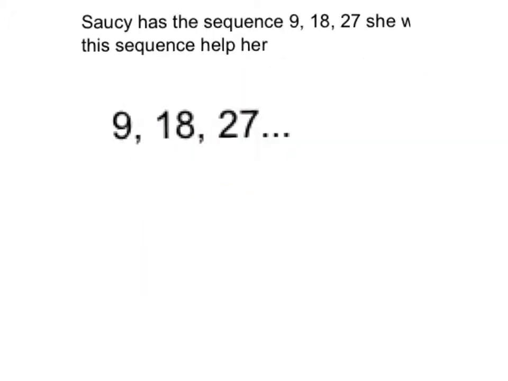Now we will try a story problem. Saucy has the sequence 9, 18, 27. She wants to find the next 3 terms of this sequence. Help her. What you do is draw a little caret underneath 2 of the numbers and write the difference between the 2 numbers. Do this process again until all numbers have a caret. In this case, the difference is 9. Now get the next 3 terms.